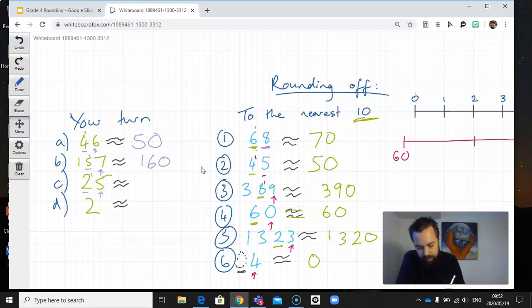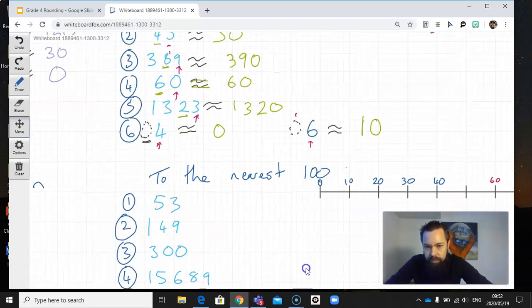Next one, 5 goes up, so it becomes 30. 2 goes, remember we got our ghost 0 over there, 2 goes down, so nothing changes, and our answer is 0. Right, moving on to rounding off to the nearest 100.